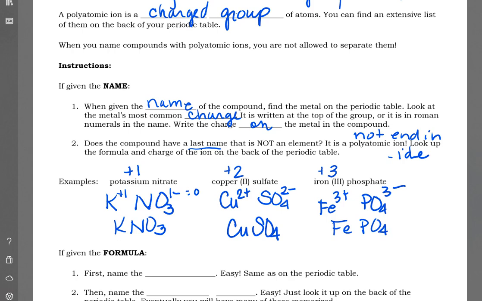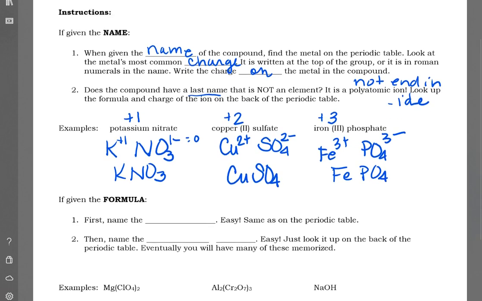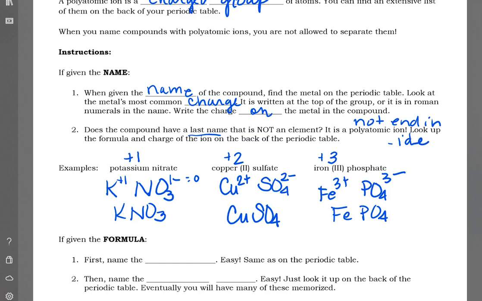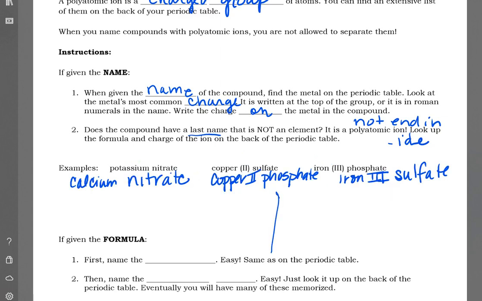But what if they aren't? What if they're not 1-to-1? I'm going to give you some more examples. So hold on. Okay, I've changed up the compounds we had.